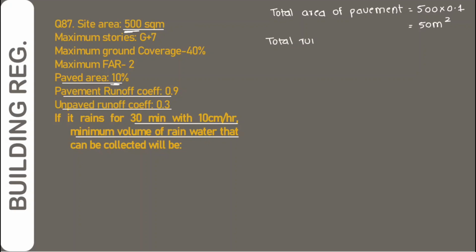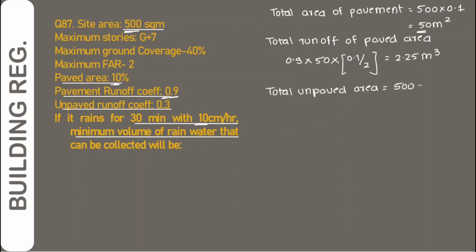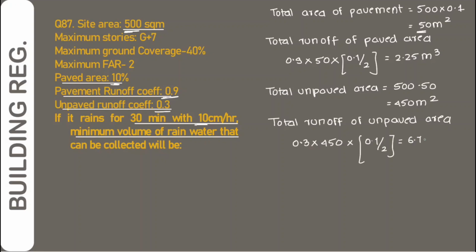into 50 into, as it is given in centimeter, then we have to convert into meter. So 0.1 divided by 2, because it is given in hour and it rains for 30 minutes, so it is a half hour, so divided by 2, which comes up to 2.25 meter cube per half hour. Similarly, we calculate for the unpaved area, that is 500 minus 50, that is 450 meter square. The total runoff of unpaved area comes up to 6.75 meter cube. So the total runoff is 2.25 plus 6.75, that is 9 meter cube per half hour.